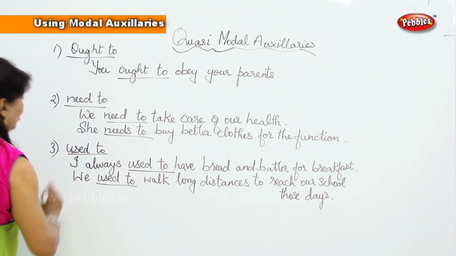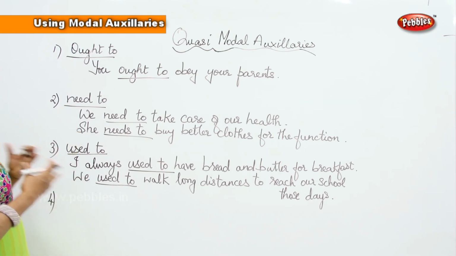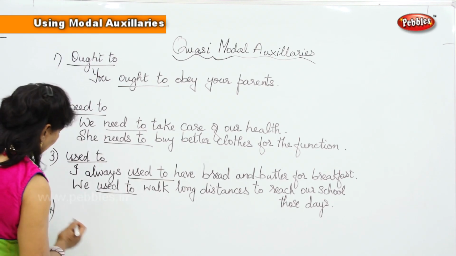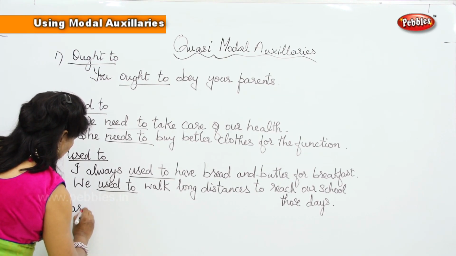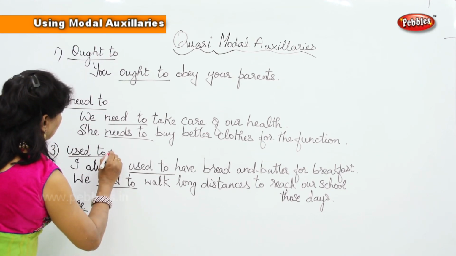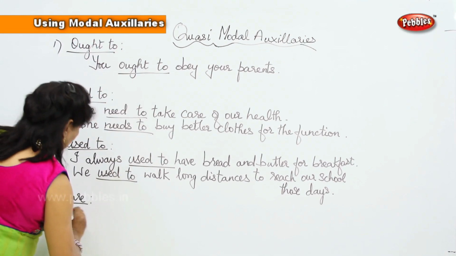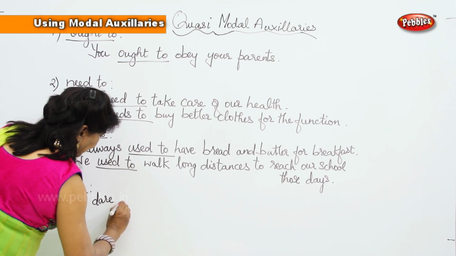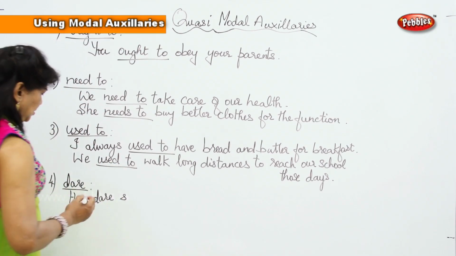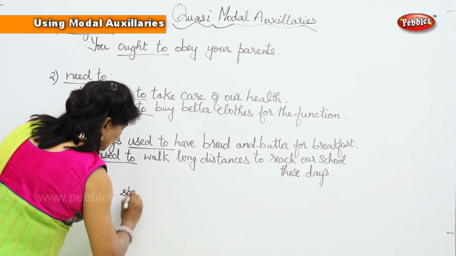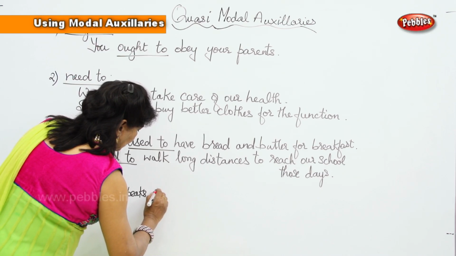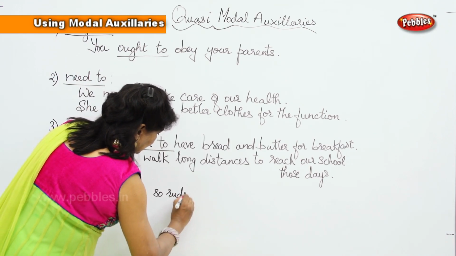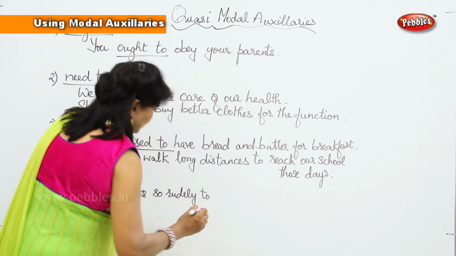Next one, altogether there are 4. I am giving you the usage of all these quasi-modals. So, the 4th one is dare. How dare she speak like that? How dare, that is, how bold she is. How dare she speak so rudely to her mother?